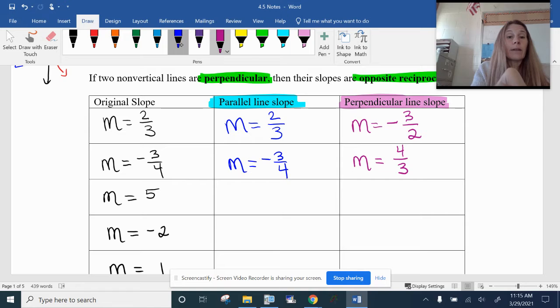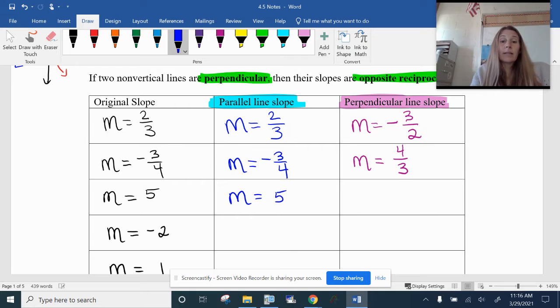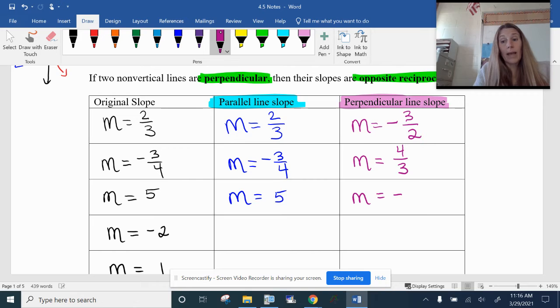Now, when we take a look at the next example, our original slope is simply positive 5. If I'm going to do the parallel line, of course, nothing changes. It stays exactly the same. I also have a positive 5 for my slope. But if I want to write the equation for a perpendicular line, I would have to change this slope. Obviously it would have to become negative because the original is positive, but this is really 5 over 1. So when I write the reciprocal, it's going to be negative 1 over 5.